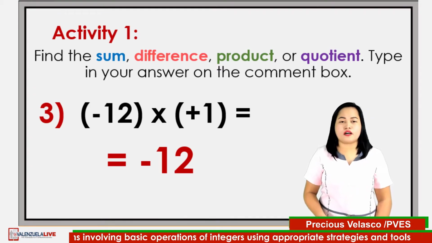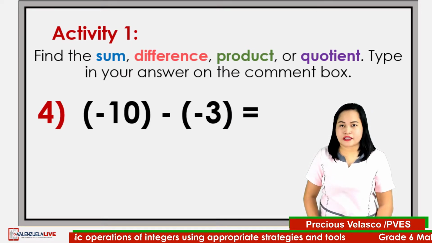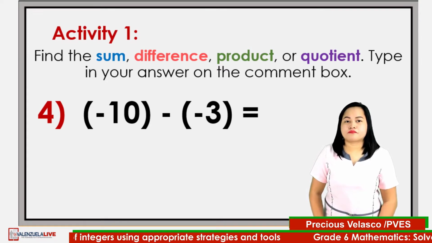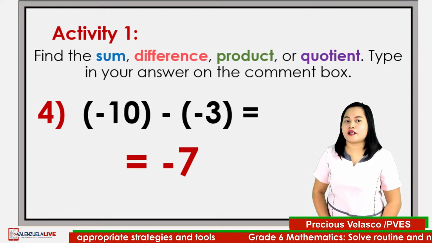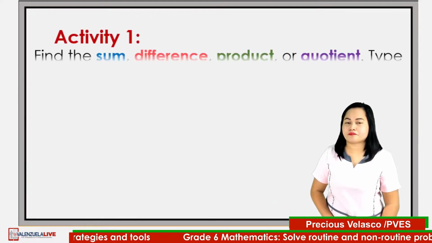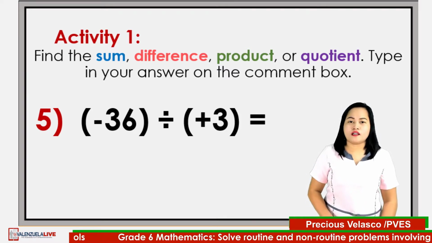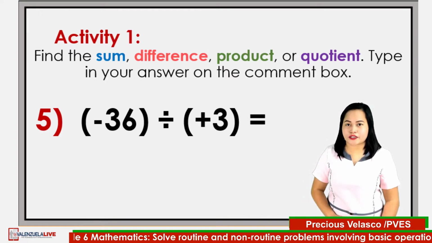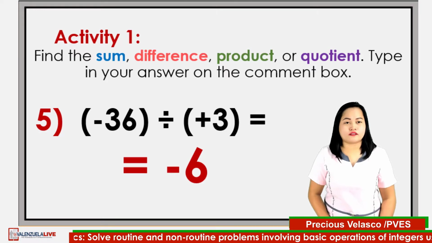Next, how about the fourth one? So we have negative 10 minus negative 3. So we have, okay, if your answer is negative 7, then you are correct again. How about for the last one? We have negative 36 divided by positive 3. Well, in this number, we are going to get the quotient. And if your answer is negative 6, well, you are correct.